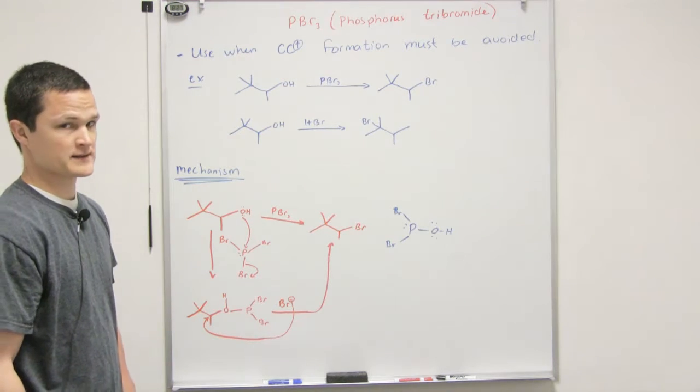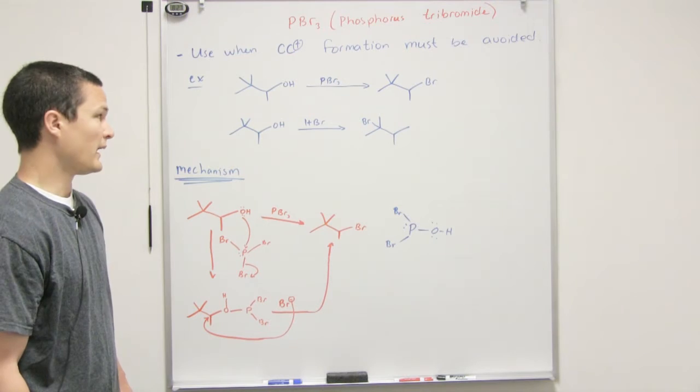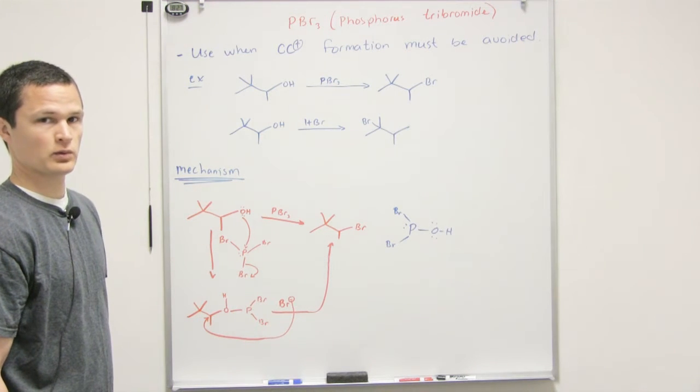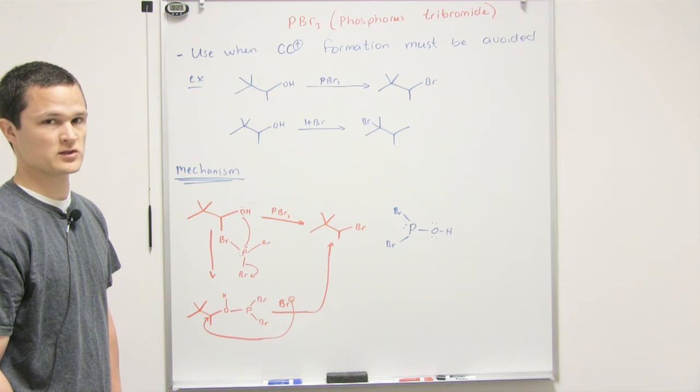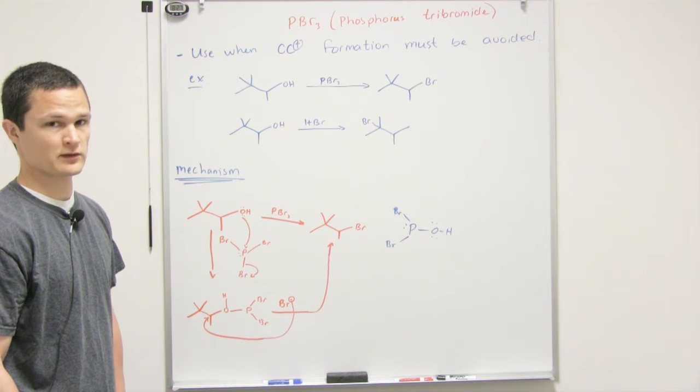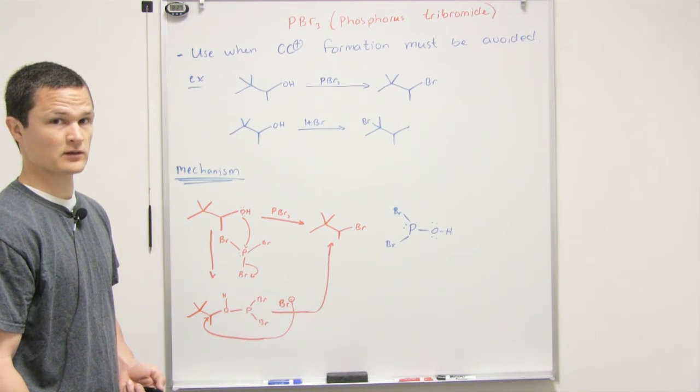And thionyl chloride is the same kind of idea, where we don't want to form a carbocation, or you have a non-tertiary alcohol that you want to get a chlorine on. You have to use thionyl chloride. And that is a different video, so you can look at that one as well.